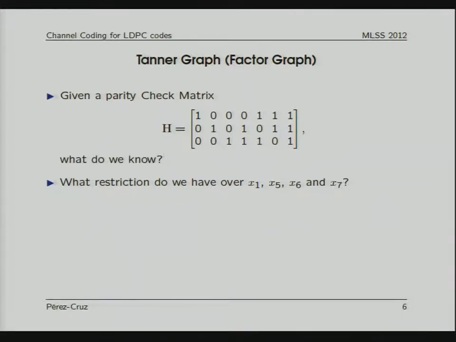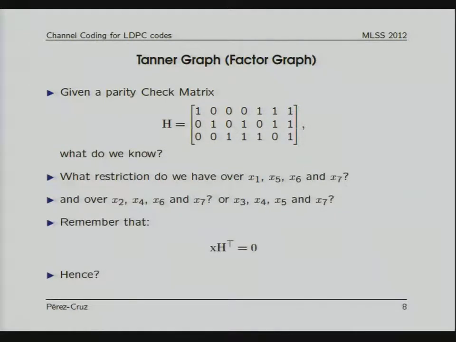Okay, so let's say that we have a parity check matrix, that H over there. Okay, you can see the I and the P structure that we talked about. I interchanged them because I usually do it that way, but you don't care because you can flip the columns around. So you have an identity matrix and a P transpose matrix on the other side. Okay, so what do we know? What is the restriction that we have over x1, x5, x6, and x7? Anyone? And over x2, x4, x6, and x7? Or the other 4? So just remember that x times H transpose has to be 0.